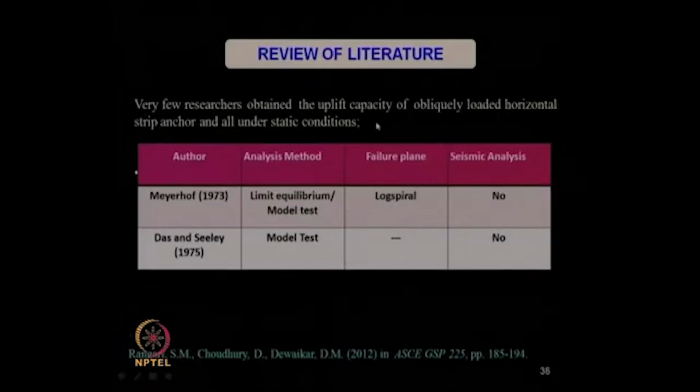If we talk about obliquely loaded horizontal strip anchors or inclined strip anchors, the horizontal strip anchor is a very common application, but inclined strip anchors also are used at many places, as I have already mentioned. At various technical sites, we need to provide the foundation or the anchors in a slightly inclined position. So, inclined anchor plates are also very much in use in practice.